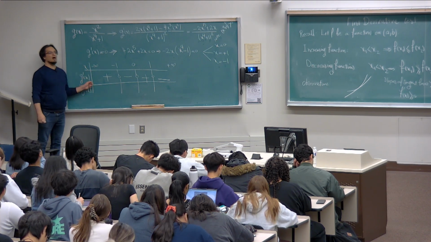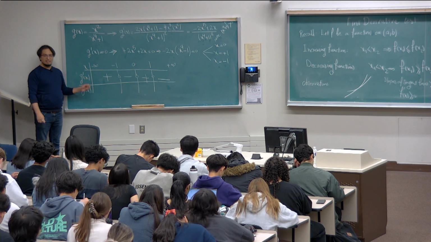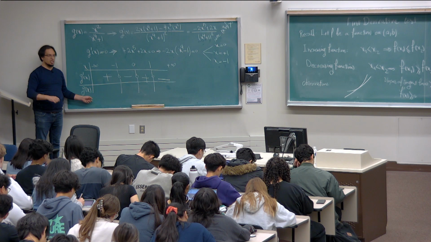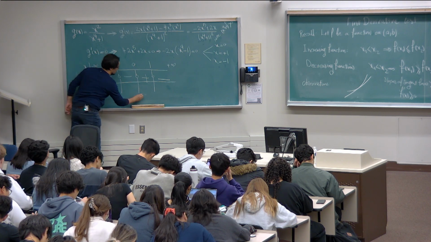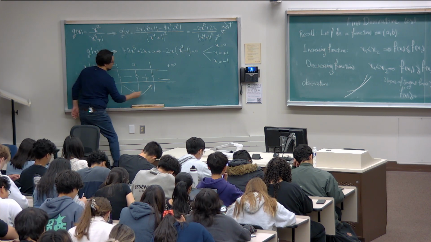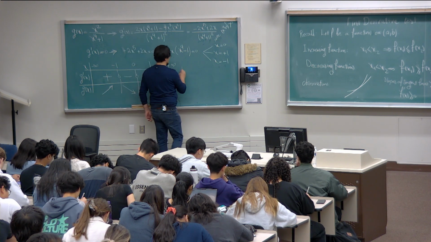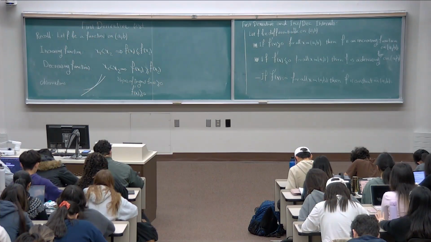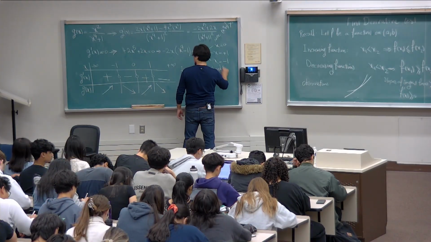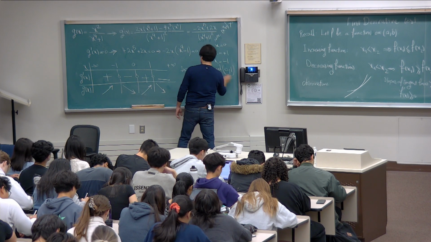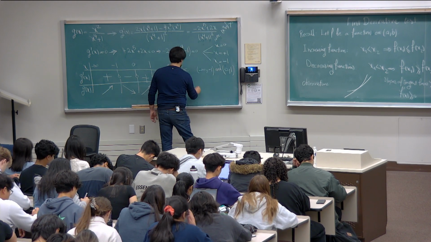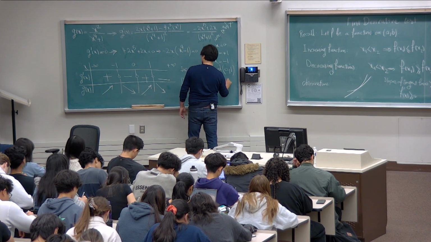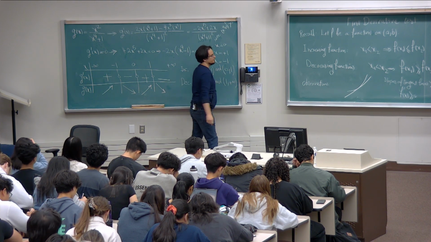the sign table of g prime gives us the increasing, decreasing intervals of g. We have two increasing intervals and two decreasing intervals. So the increasing intervals are negative infinity to negative 1, and from 0 to 1. The decreasing intervals are negative 1 to 0, and 1 to plus infinity.